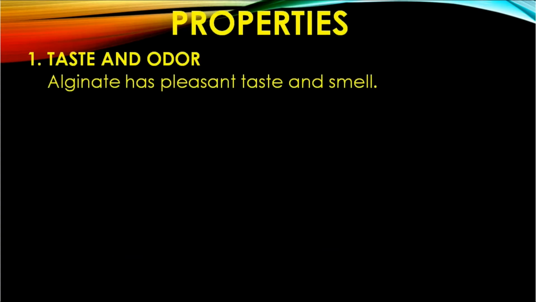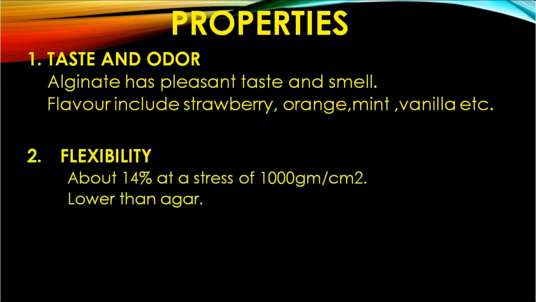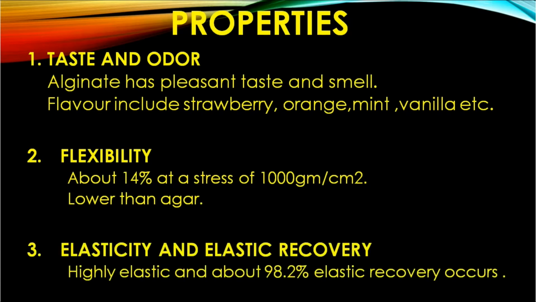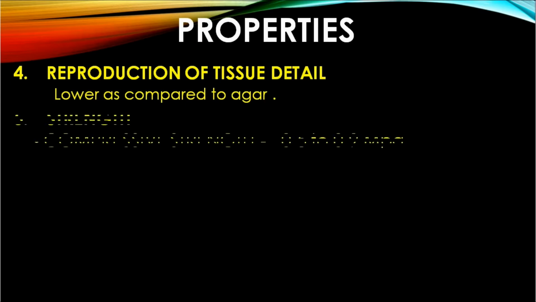Properties: alginate has a pleasant taste and smell. It comes in different flavors including strawberry, orange, mint, etc. Flexibility is about 14% at stress of 1000 gram per square centimeter, which is lower than agar. It is highly elastic and the elastic recovery is about 98.2%. Reproduction of tissue detail is lower as compared to agar.